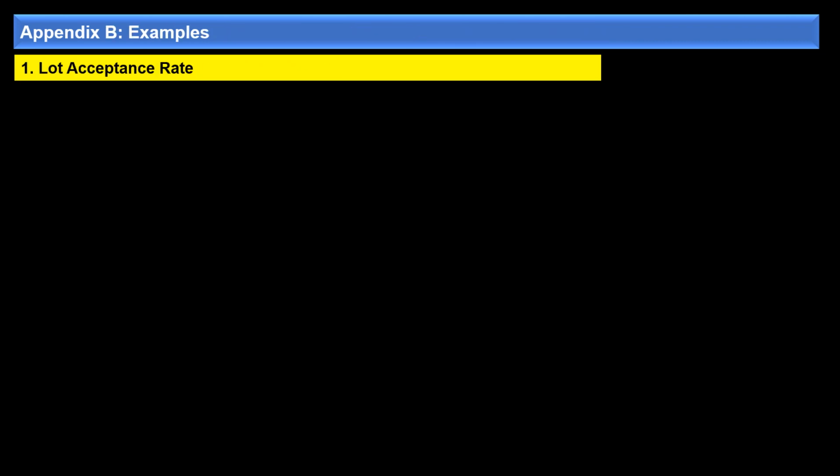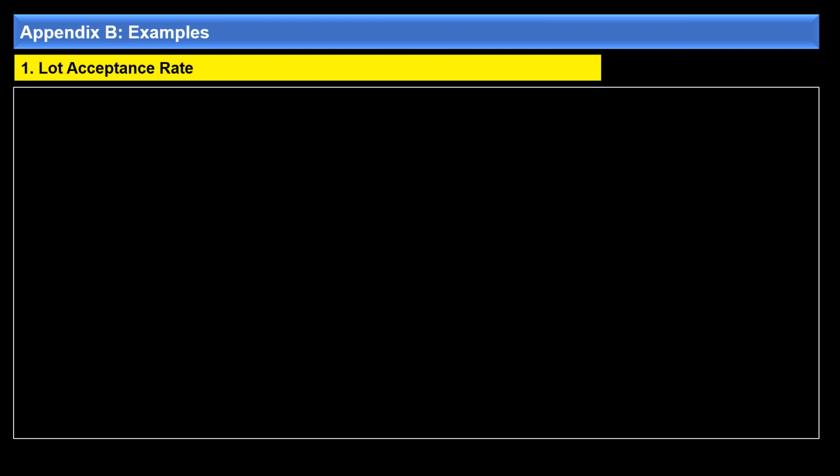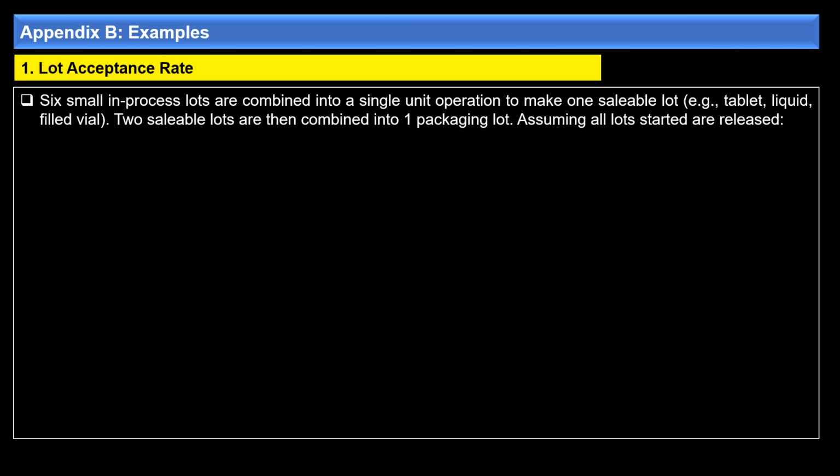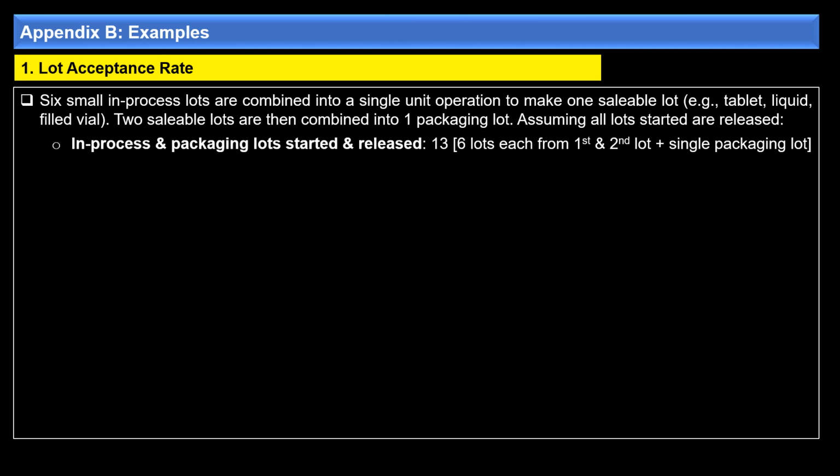Moving to Appendix B for examples, the first matrix part is the lot acceptance rate. Here are some details for the lot acceptance rate. For example, if 6 small in-process lots are combined into 1 saleable lot, and 2 saleable lots are then combined into 1 packing lot, and all the lots that are started are released, then the first criterion, in process and packing lots started and released, will be 6 lots for each in process lot. Now we know that 2 in process lots will be combined into 1 saleable lot. So 6 plus 6, then it will be 12 plus 1 packing lot, so the total comes out to be 13.